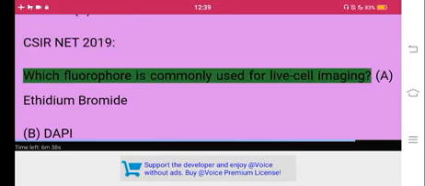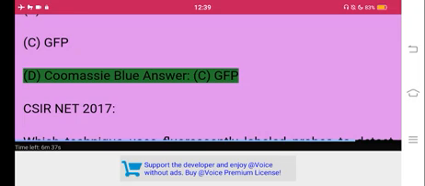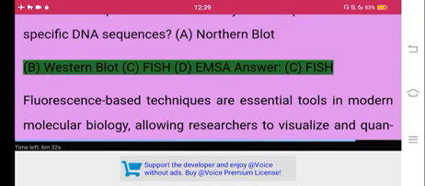CSIR NET 2019. Which fluorophore is commonly used for live cell imaging? A. Ethidium bromide. B. DAPI. C. GFP. D. Coomassie blue. Answer: C. GFP. CSIR NET 2017. Which technique uses fluorescently labeled probes to detect specific DNA sequences? A. Northern blot. B. Western blot. C. FISH. D. EMSA. Answer: C. FISH.